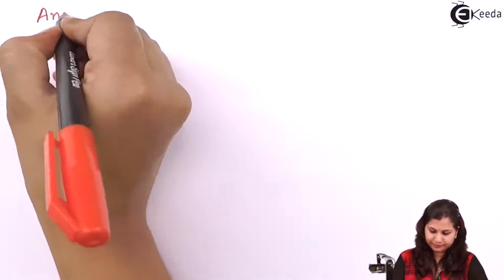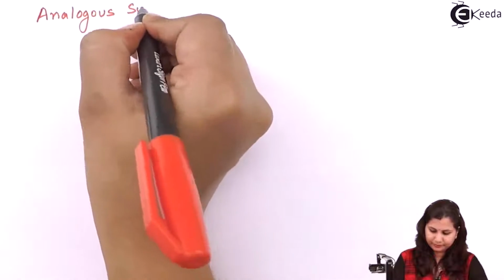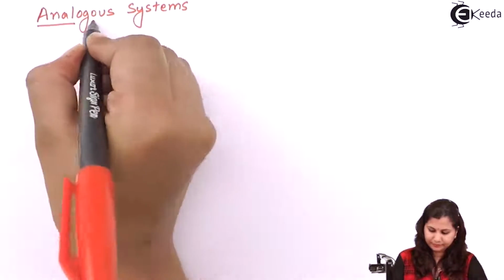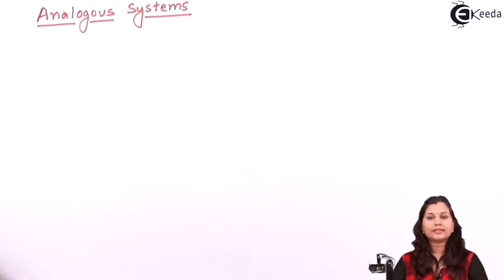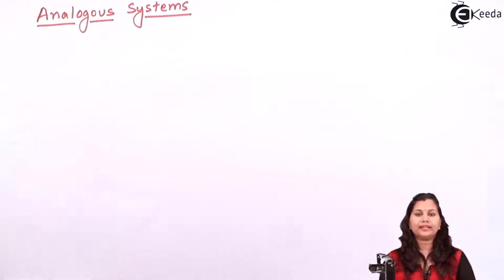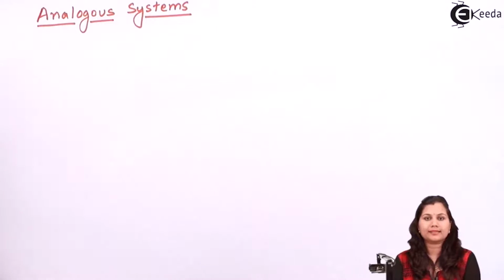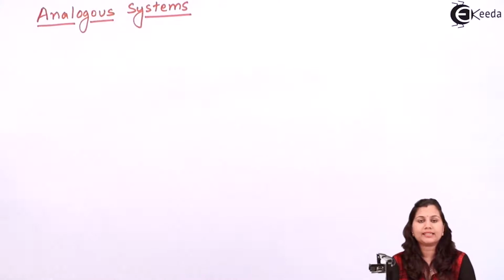In this video, we are going to study about the analogous systems. Analogous systems means that we are having two different physical systems and we are representing these two different physical systems with the same mathematical model. So if they are having the same mathematical model, then they will be called as analogous systems.